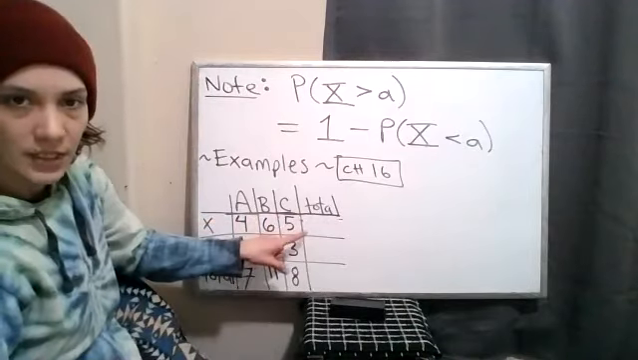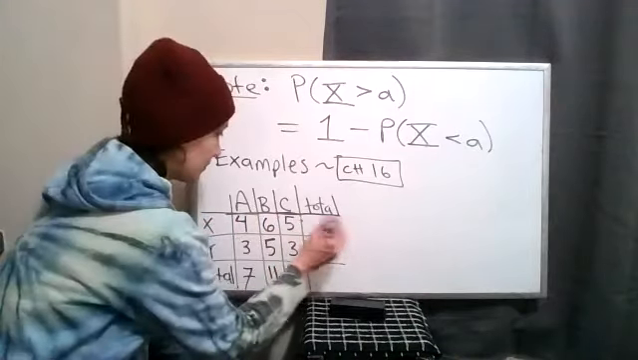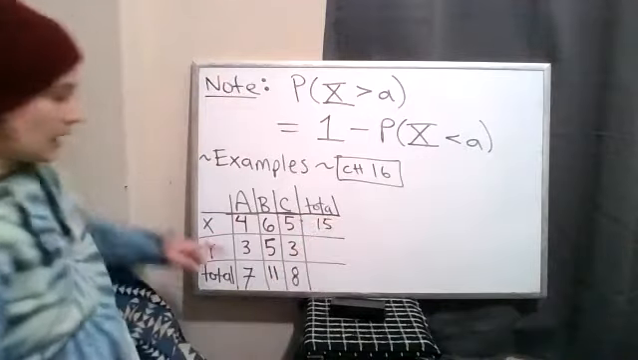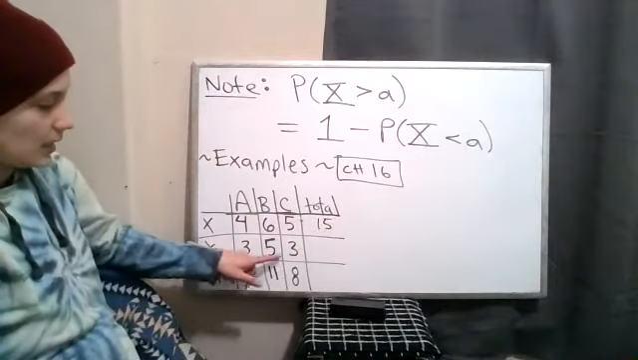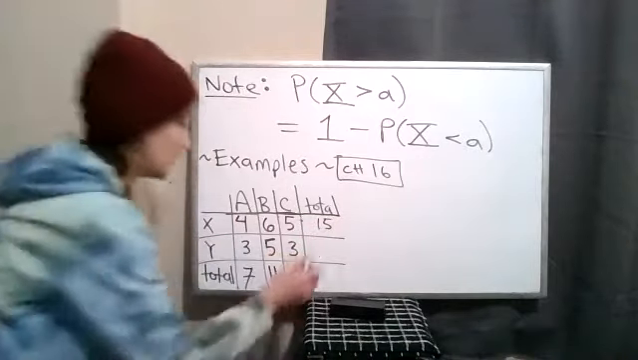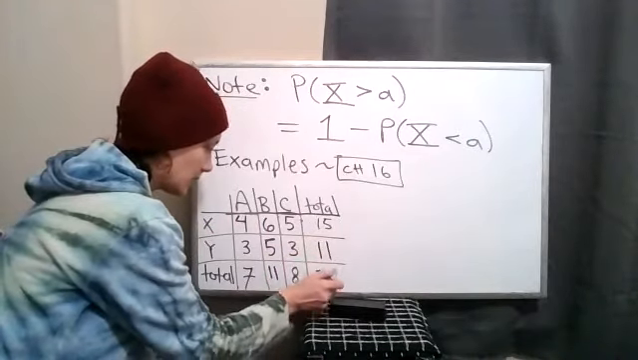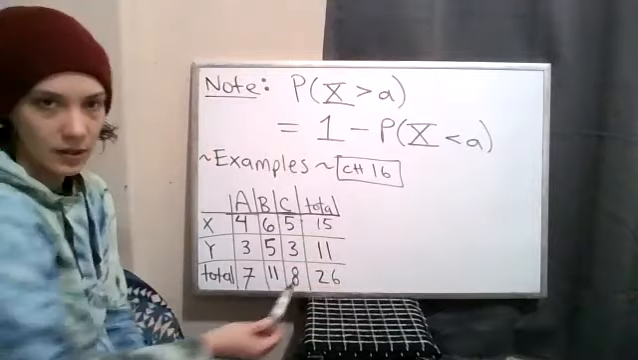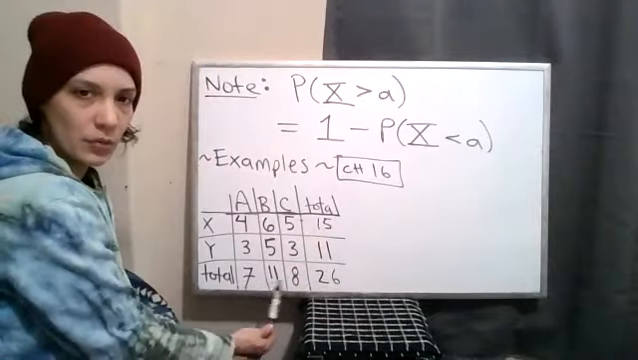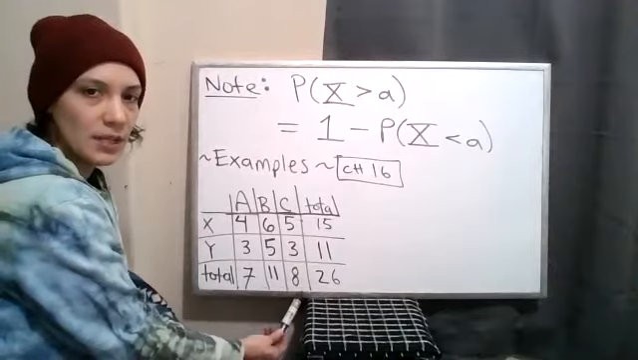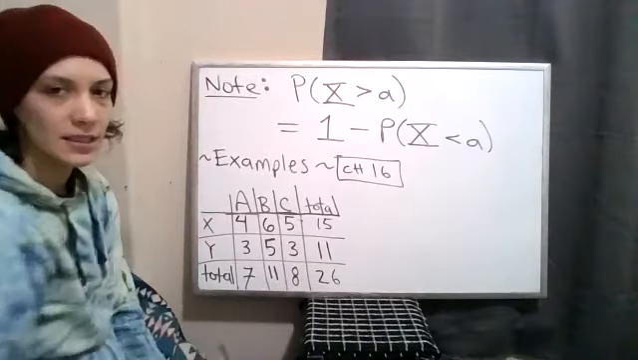So this would be 15. Add along and get 8, 9, 10, 11. Make this 26. Then you can check: adding the bottom row would be 18 plus 8, 26.